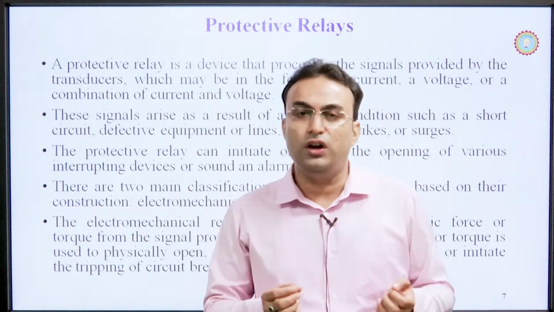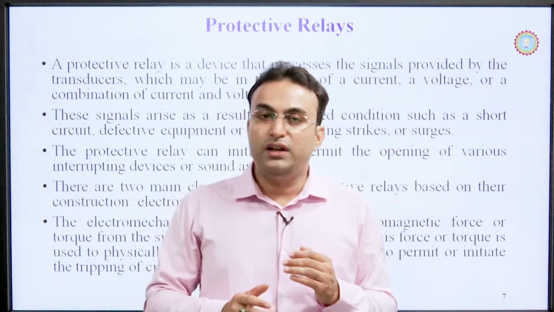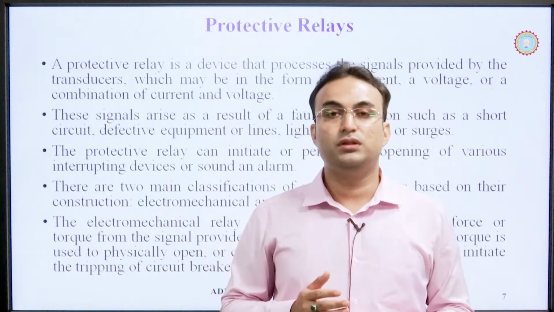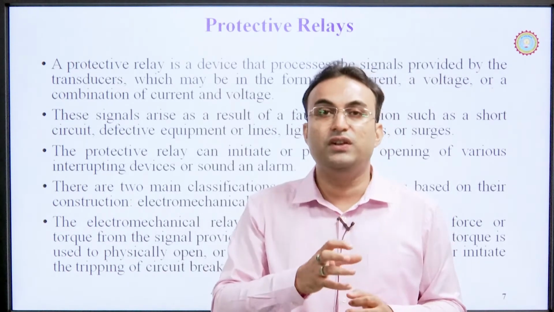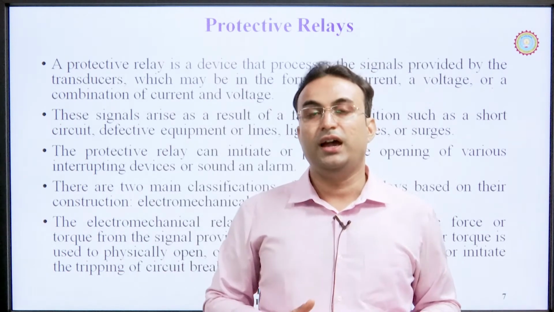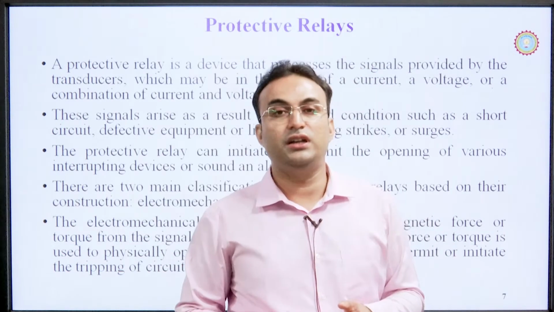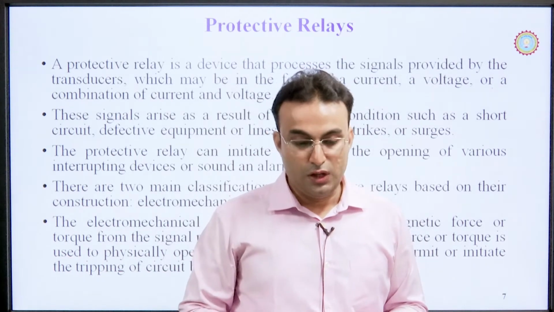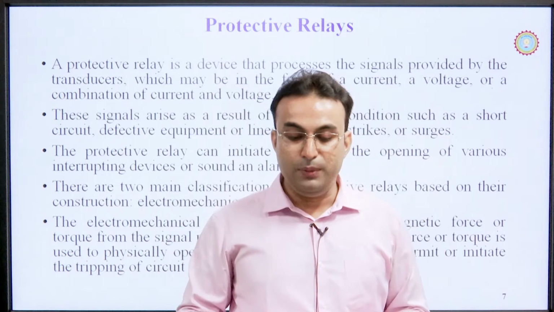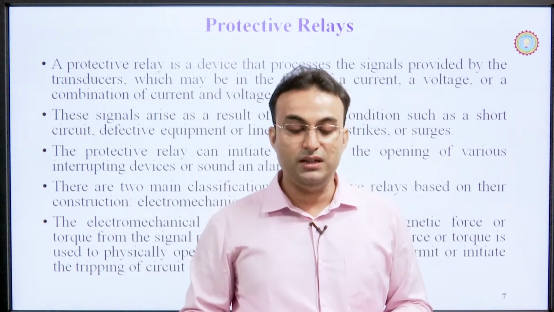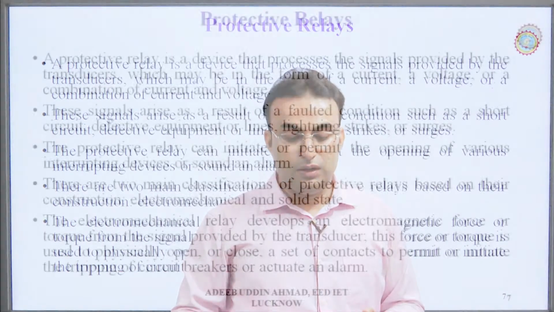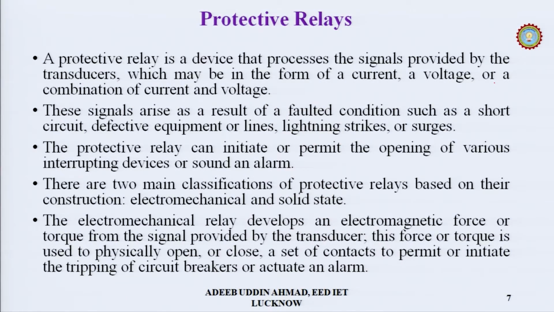So, when there is a fault, the ratings of the voltage and current will be disturbed. This disturbance will be sensed by the protective relay, and after that the corrective or protective action will be taken by the relay. The protective relay can initiate or permit the opening of various interrupting devices, such as an alarm, and after that the relay will give a signal to another relay. This relay is called the auxiliary relay.